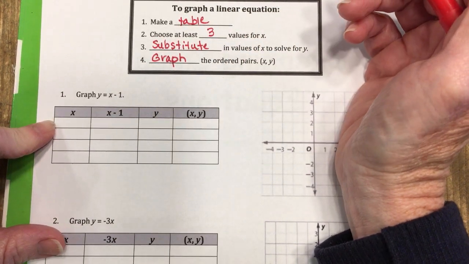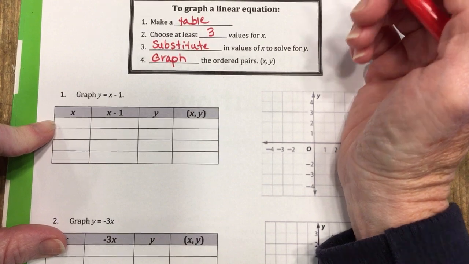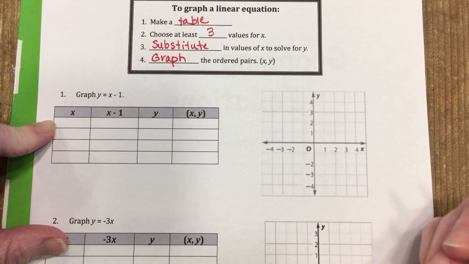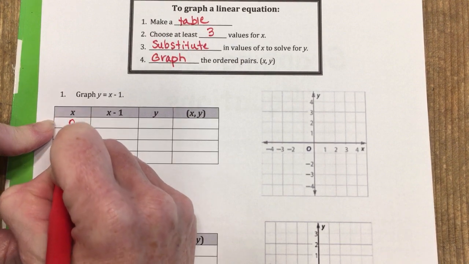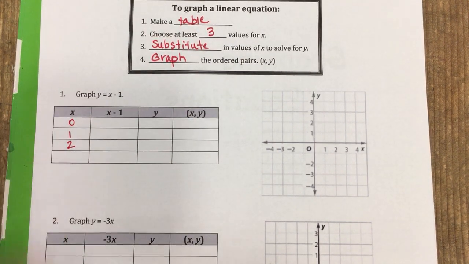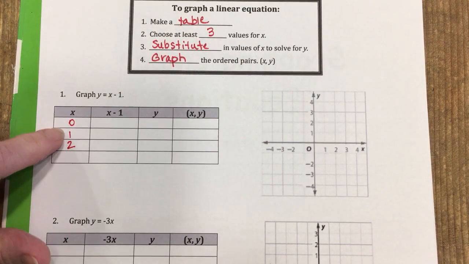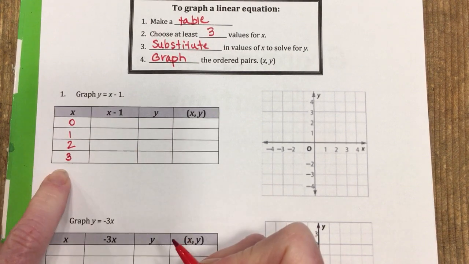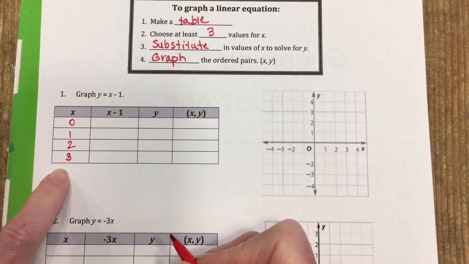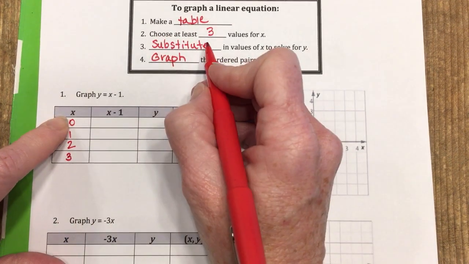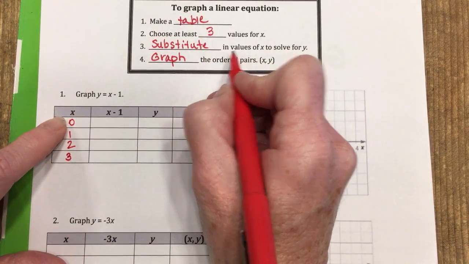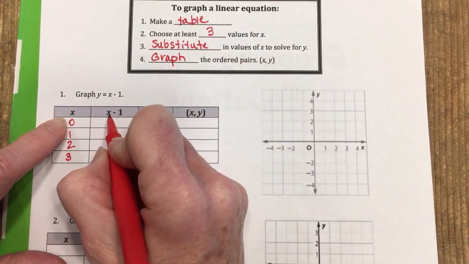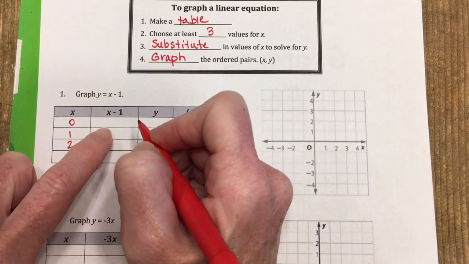You don't have to choose any fractions. You don't have to choose big numbers. You want to pick numbers that'll fit on your graph. So 0, 1, and 2 are great. You can use negative numbers too if you want to. And then since we've got 4 spaces, I guess we'll use all 4. All right, so then it says after we choose our values of x, we're going to substitute in values for x into the equation, right? And then we can figure out what y is.